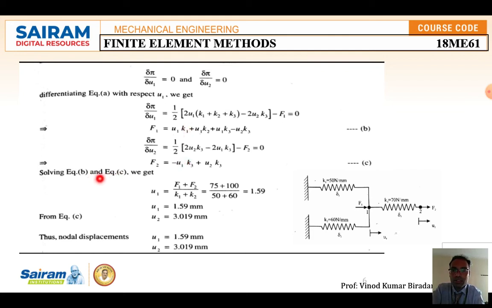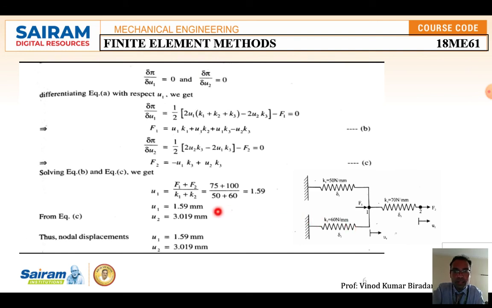So solving these equations, you can denote them any way, 2, 3, 4, 5. Okay, if you simplify these equations, you will get u1 equal to (f1 plus f2) divided by (k1 plus k2). The force is given as 75 Newton in the question, f2 is also given, and the spring values k1 and k2 are also given. Substitute, and you get the displacement at node number 1, u1 equal to 1.59 mm. So if you apply force here, the displacement that takes place is 1.59 mm.